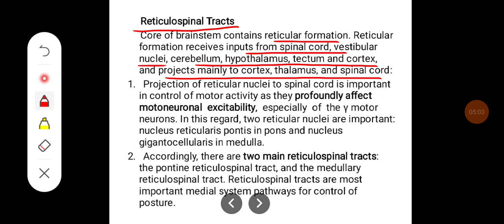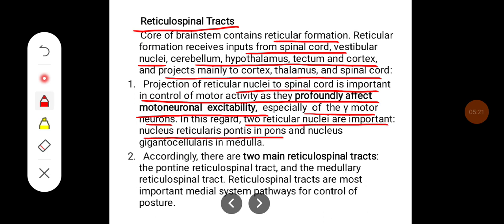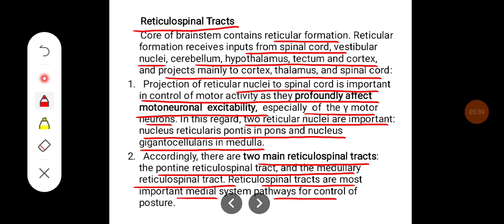The projection of reticular nuclei to the spinal cord is important in the control of motor activity as they profoundly affect motor neuronal excitability, especially of the gamma motor neurons. In this regard, two reticular nuclei are important: the nucleus reticularis pontis in the pons and the nucleus gigantocellularis in the medulla. Accordingly, there are two main reticulospinal tracts: the pontine reticulospinal tract and the medullary reticulospinal tract. Reticulospinal tracts are the most important medial system pathways for control of posture.